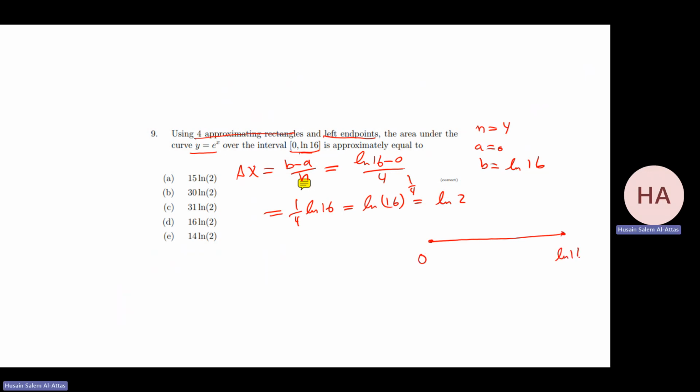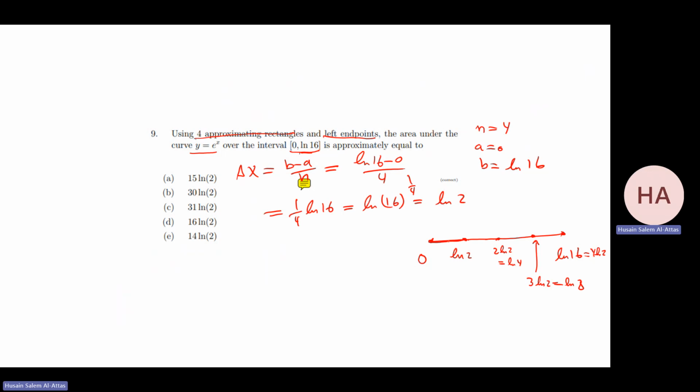0. I need to reach ln 16. The length is ln 2. I add ln 2, so this will be 2 ln 2, which is what? Ln 4. This one will be 3 ln 2, which is ln 8. And that one is 4 ln 2. You add ln 2 every time, so the length is ln 2, ln 2, ln 2, ln 2. So these are my points.